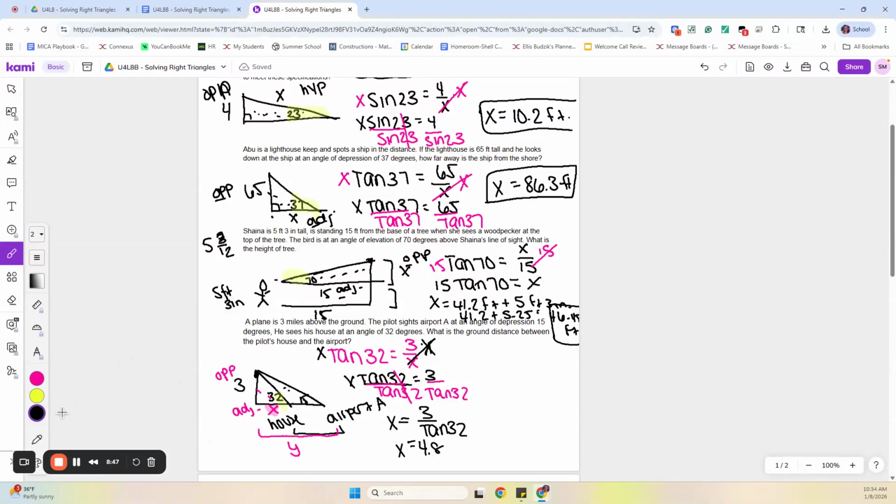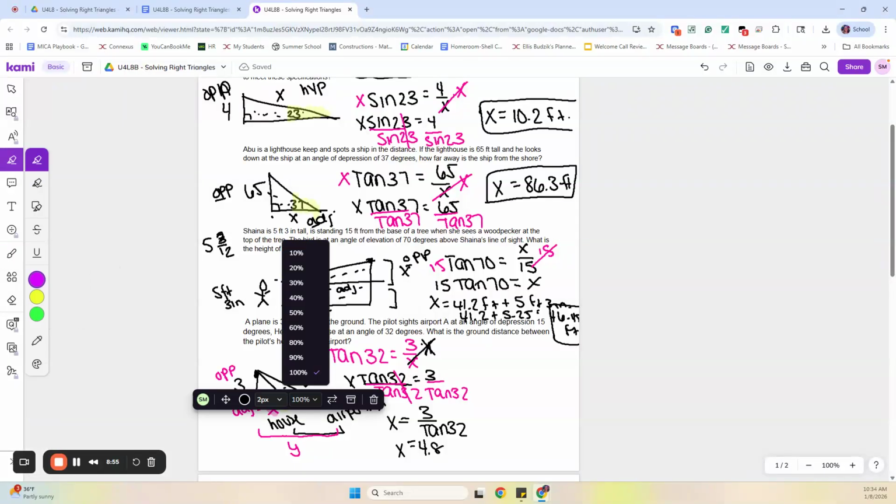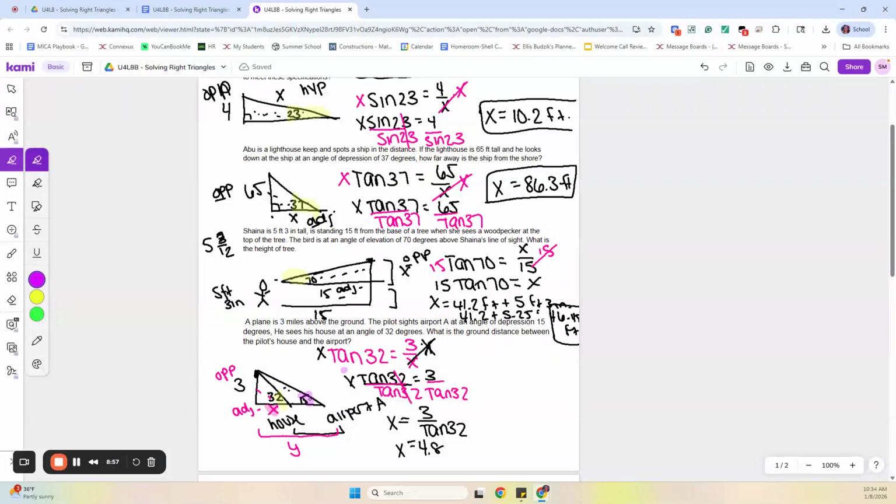And then for my y, we can do the same thing. Now for my y, I'm still going to deal with this 15 over here. And then again, I got my opposite, which is all the way across over here to my 3. And now my adjacent is going to be the y because that covers my whole distance. So I got tan of 15 equals my opposite over my adjacent y.